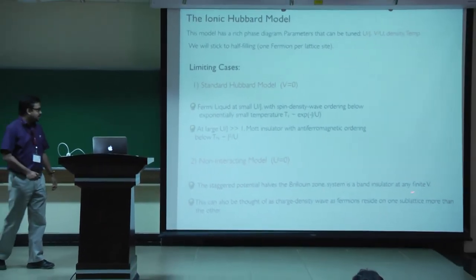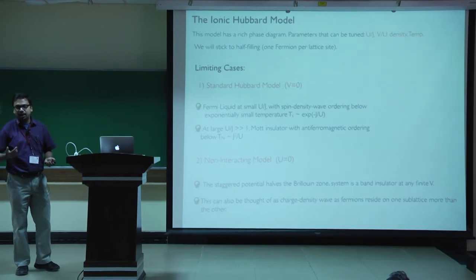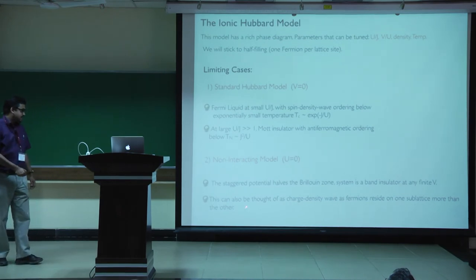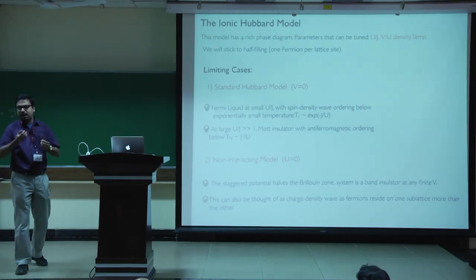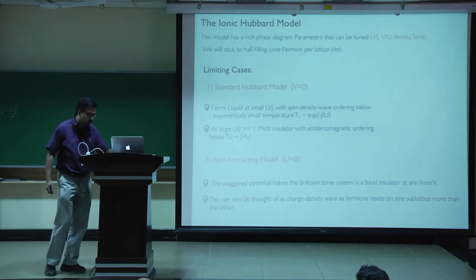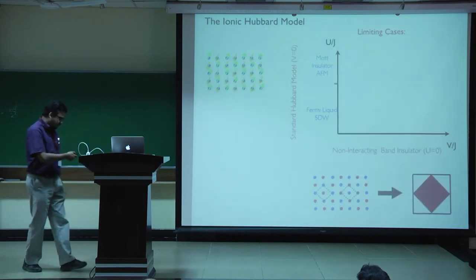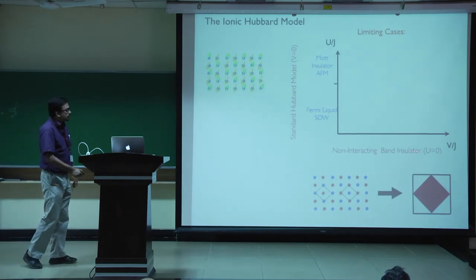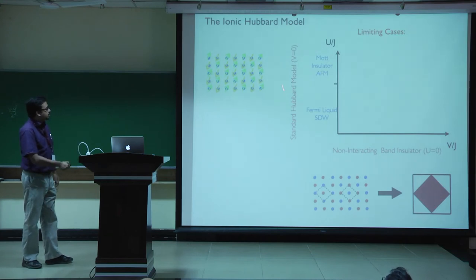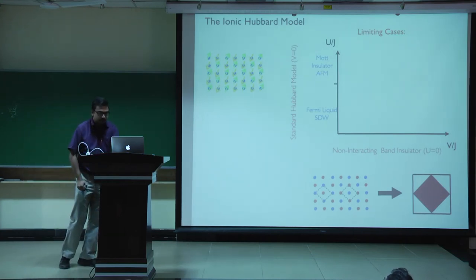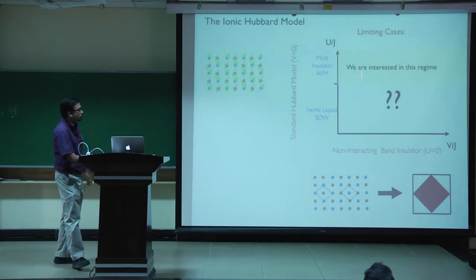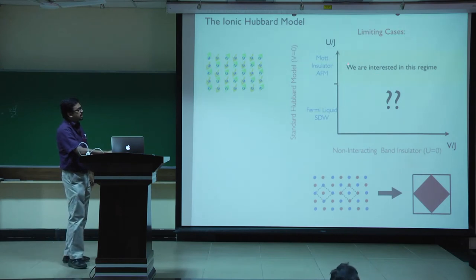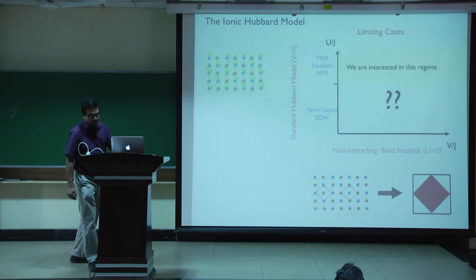Then the staggered potential changes the lattice symmetry, and it halves the Brillouin zone. So this can be thought of as a charge density wave, as the fermions basically would like to reside on the sublattice which has lower potential, and hence you would get different charge densities. So this is the basic picture. We would like to look at it as a function of U over J and V over J, from a non-interacting band insulator to the standard Hubbard model. This is the whole regime we would like to look at. Right now, we will focus on this regime, where we start from a Mott insulator antiferromagnet, crank up V, and see what happens.